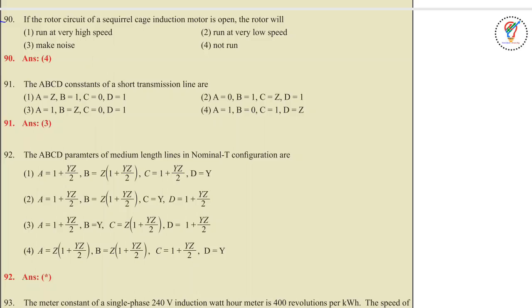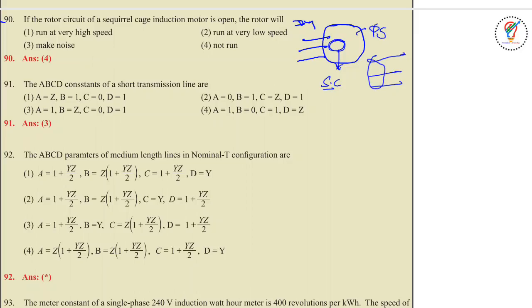The first question: the rotor of a squirrel cage induction motor is open, the motor will... Generally, for a squirrel cage induction motor, we are giving the input energy to the induction motor. Because of this, there is a flux which is rotating at synchronous speed. Inside there is a rotor which is of squirrel cage. Squirrel cage means it is like this. It is closed at both the ends.